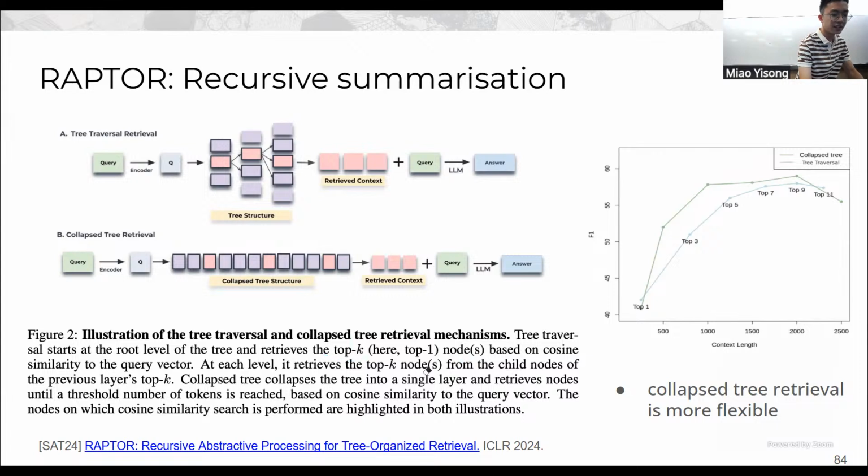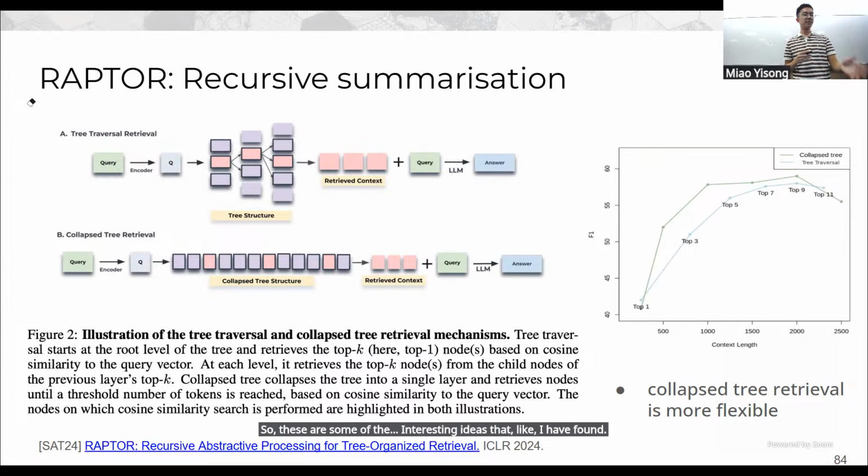So these are some of the interesting ideas that I have found from reading papers on how to accelerate, correct, and also use it more effectively. That's all.